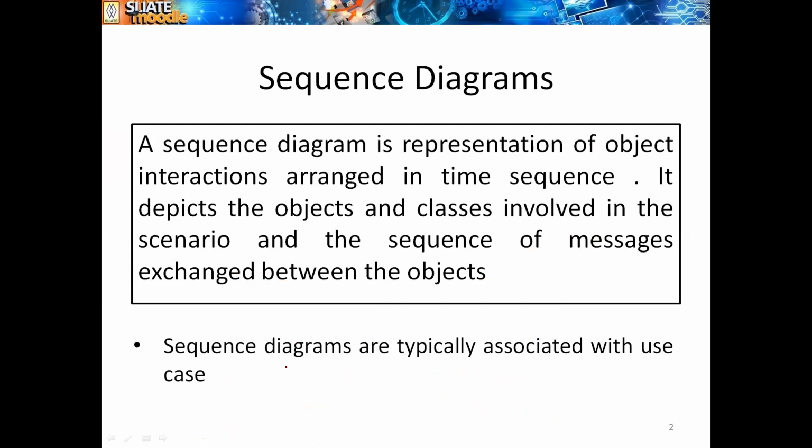A sequence diagram is a representation of object interaction arranged in time sequence. It depicts the objects and classes involved in the scenario and the sequence of messages exchanged between the objects. That means we should decide what the objects are in our scenario.